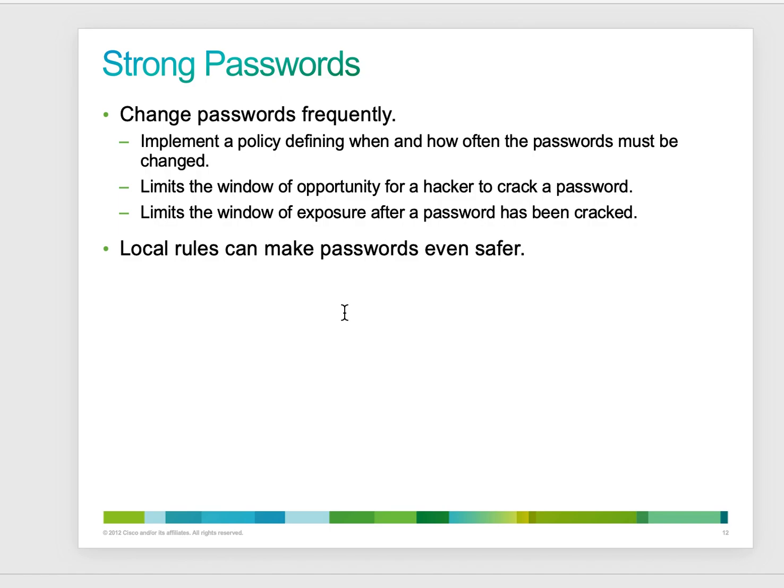Also, to limit the window of opportunity for hackers, you should always shut down when you are not using your system. Log out from the network when you are not using it. When you are standing up, you log out. When you come back, you log in. All this will reduce the window of opportunity for hackers to crack into the system. Then limit the window of exposure after a password has been cracked. Even if they've not gotten into it, you have to limit the window of exposure. Always shut down, and when you want to use it, restart your system again. Local rules can make passwords even safer.